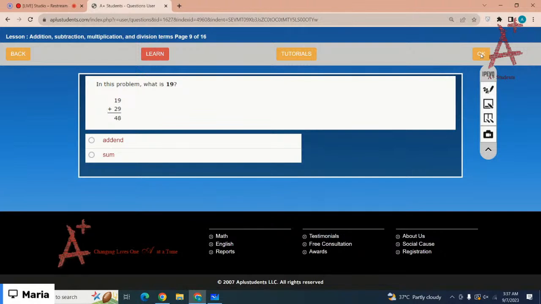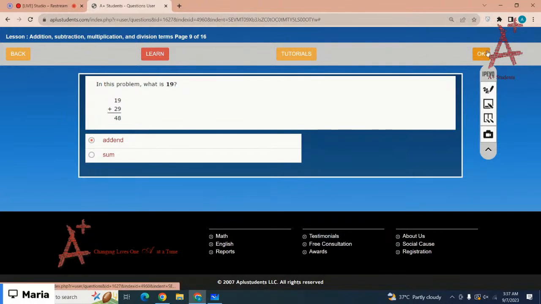In this problem, what is 19? Which is the correct option? 19 plus 29, right? Both the numbers are being added, so they both are addends, right? 19 and 29 both are addends, right?